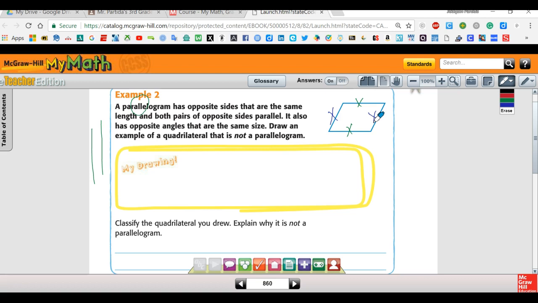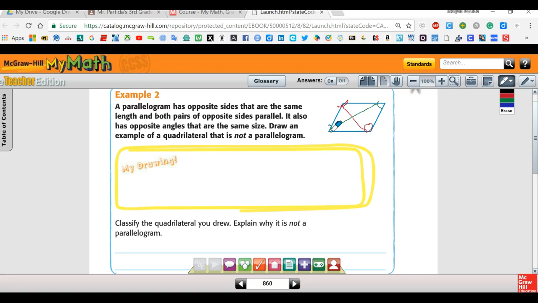It also has opposite angles. You're like, what does that mean? This is an angle right here. That means this angle is the same as this angle here. And then this angle is the same size as this angle, and they're opposite from each other. One's on one side, the other one's on the opposite side.